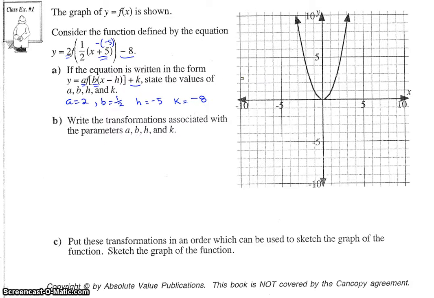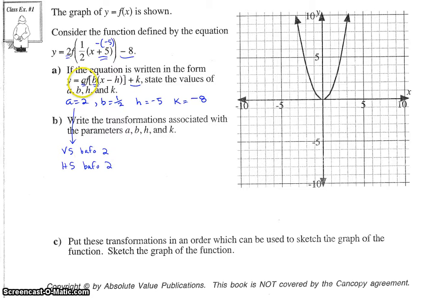Part b, write the transformations associated with those values. For a equals 2, that would be a vertical stretch by a factor, and I'm going to abbreviate that to BOFO, by a factor of 2, just to shorten that up a bit. B is with x, so that's a horizontal stretch by a factor of 1. Oh, yeah, that one we have to flip, don't we? Because it's with x, so that has to be by a factor of 2.